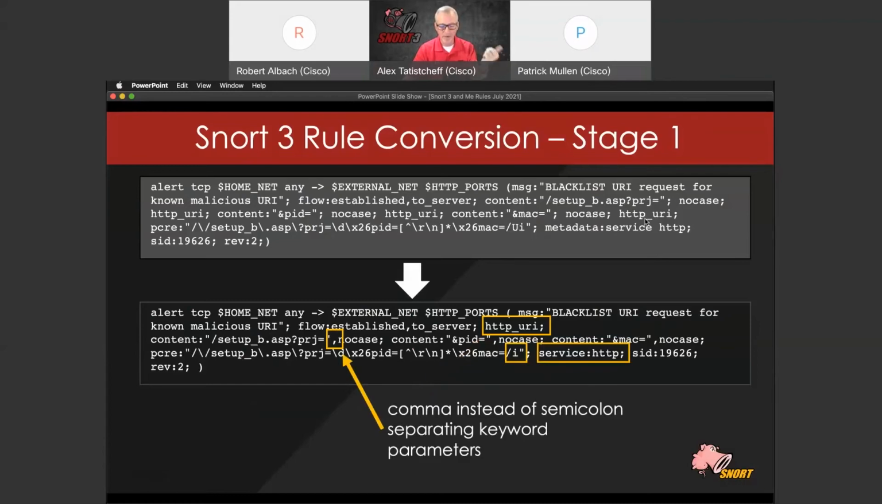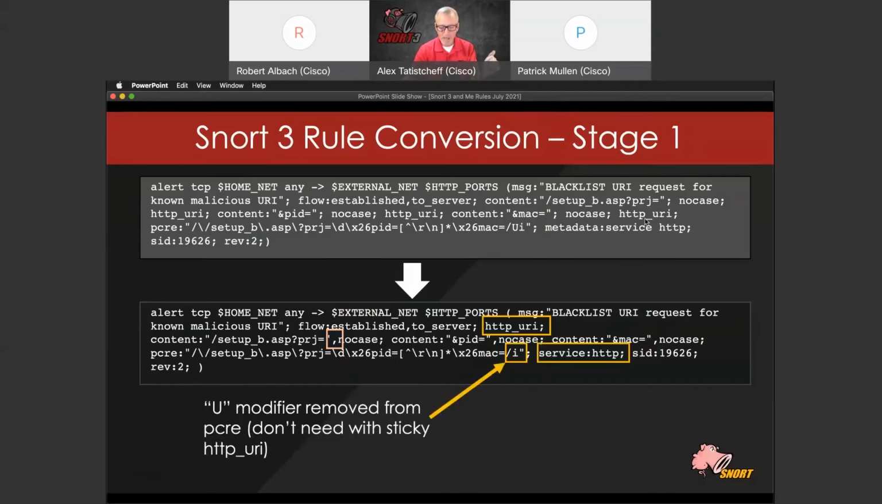As we mentioned before, the content checks now don't have distance or within, but we do have a nocase parameter, which above is separated by a semicolon and below in Snort 3 is separated by a comma. The sticky keyword impacts content checks and PCREs, so we don't need the capital U. In the PCRE above, there's a slash uppercase U as a parameter, which tells it to look in the URI. You don't need that anymore. It's not actually available in Snort 3, because that's what sticky keywords are for.